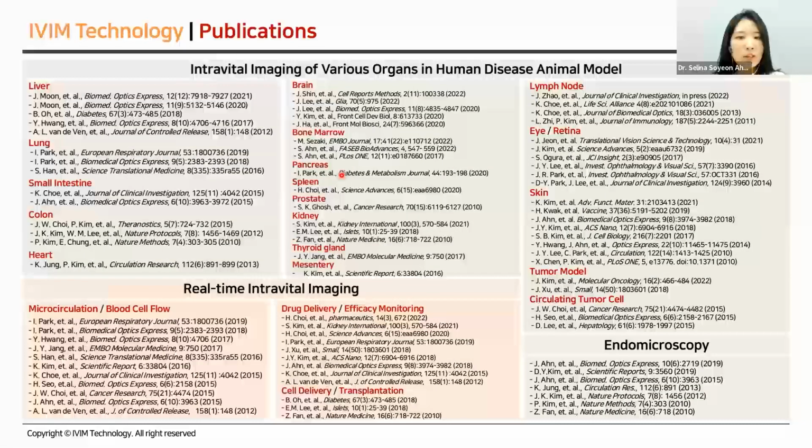And we have lots of in vivo research publications using our IVIM system, which are categorized by imaging organs and imaging purpose, such as blood cell flow analysis and in vivo validation of drug delivery and cell delivery. Thereby, we can fully support the researchers with the optimized in vivo protocols and with strong academic backgrounds.